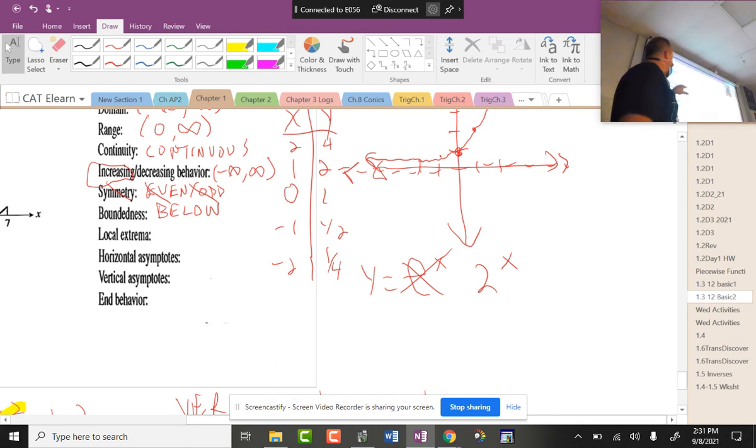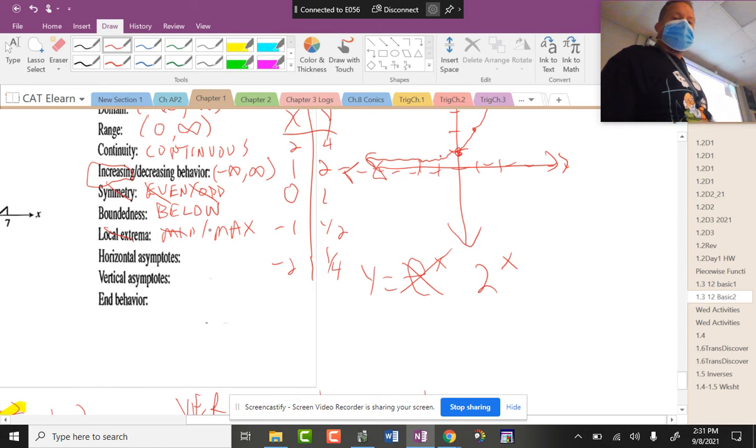Do you have a change of direction in anything? By the way, extrema is mins or maxes. Someone asked me fifth hour, what's extrema again? Do you have a min or a max? Do you have a change in direction? Yes or no? No. So a lot of these you can just go ahead and cross those out.